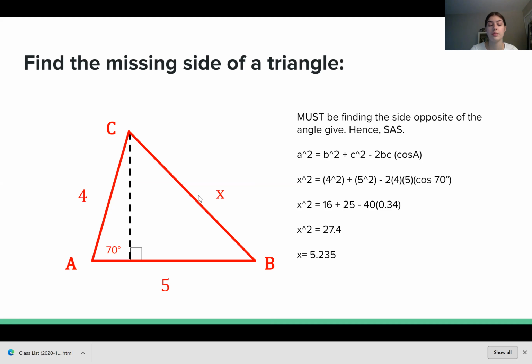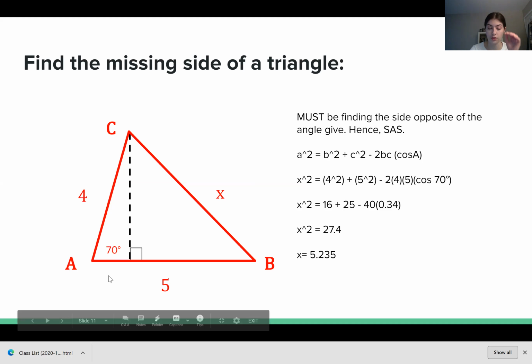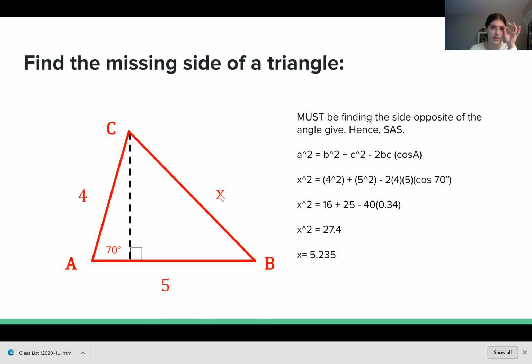So that's exactly what's happening here. We're given this 70 degrees for angle A, and we're going to be finding the missing side that is across from angle A, so side A. Because we're finding side A, we're going to use the A formula out of the three law of cosines, right? So A squared equals B squared plus C squared minus 2BC cosine of A.